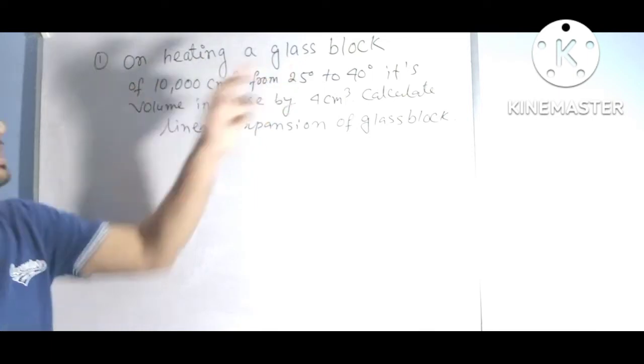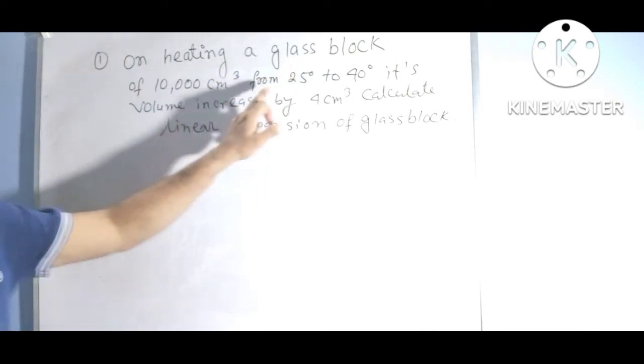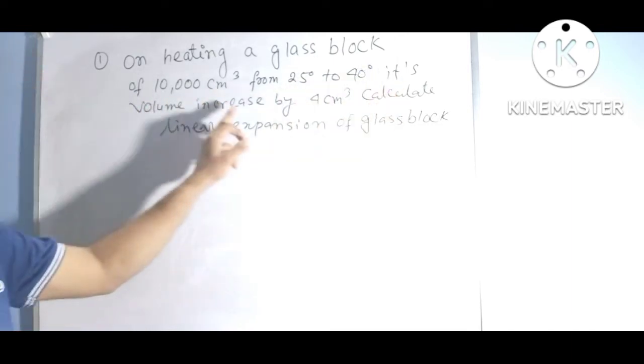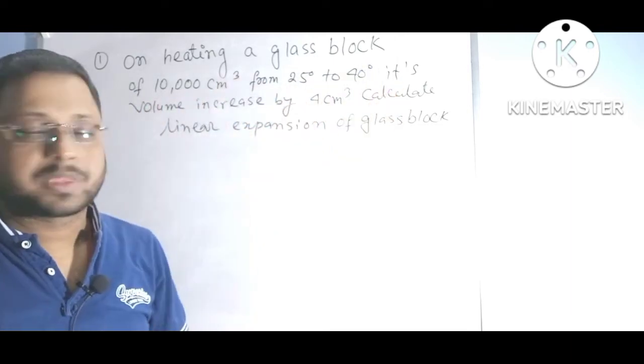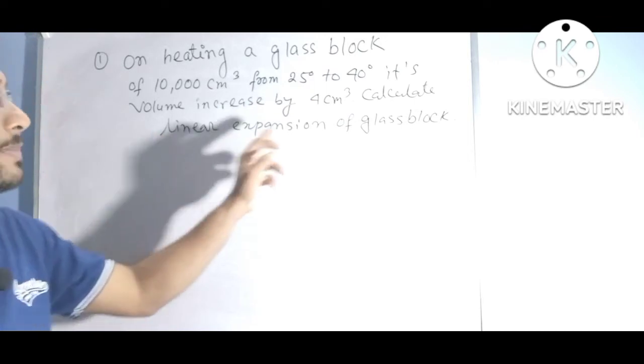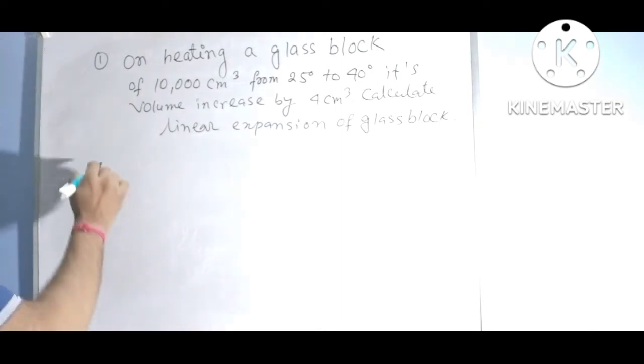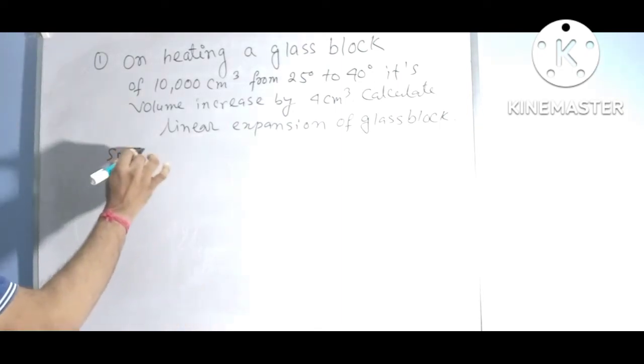On heating a glass block of 10,000 cm³ from 25 degrees to 40 degrees, its volume increases by 4 cm³. Calculate the linear expansion of the block. So how can we solve it?